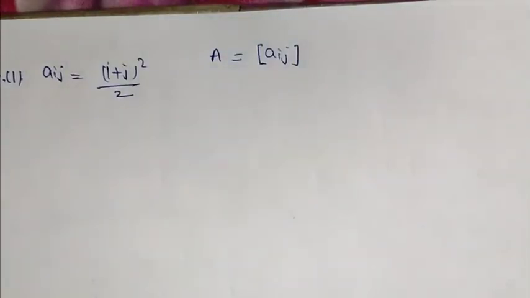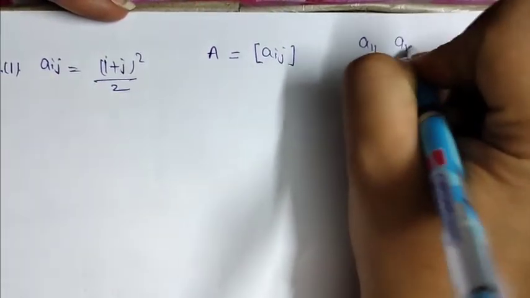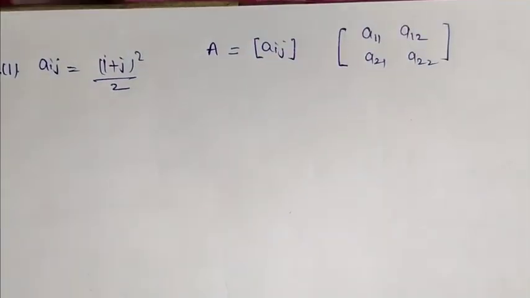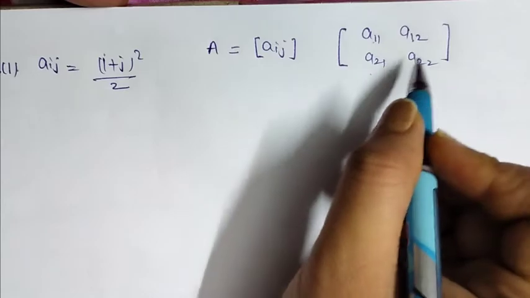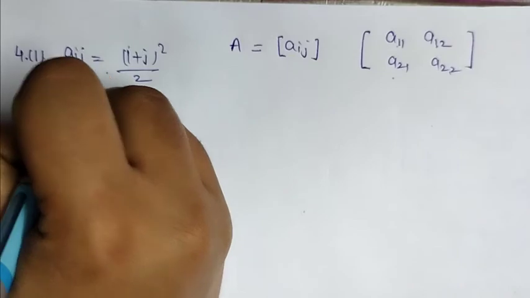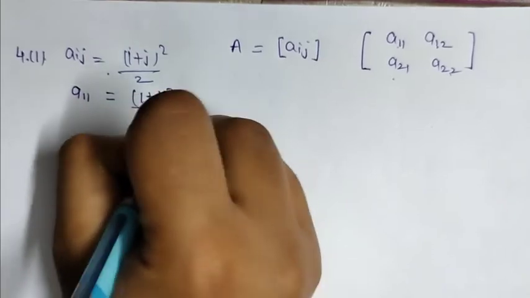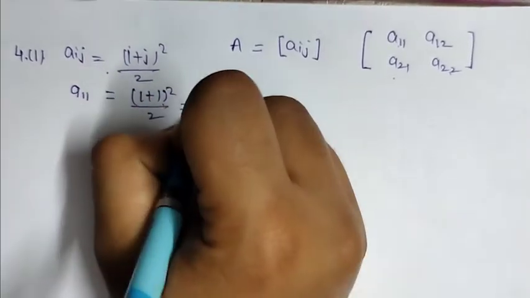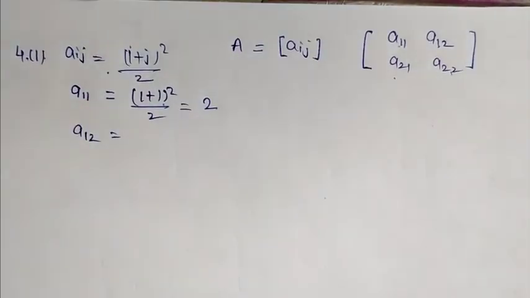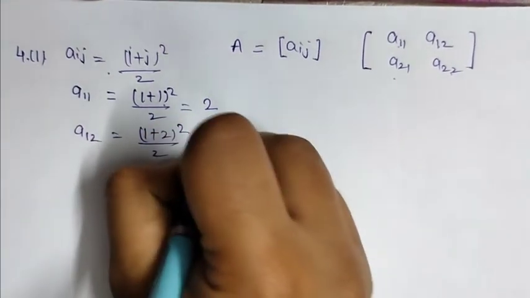Okay, so we have to construct a 2/2 matrix, so we can write the matrix as A11, A12, A21, A22. This is a 2/2 matrix. Now we have to find the value of A11, A12, A21 and A22 by using this formula. When we put i equals to 1 and j equals to 1, we will get (1 plus 1) whole square by 2, and the answer will be 4/2, that means 2. Next, for A12, i equals to 1 and j equals to 2, we will get (1 plus 2) whole square by 2, that will be equal to 9/2, right?